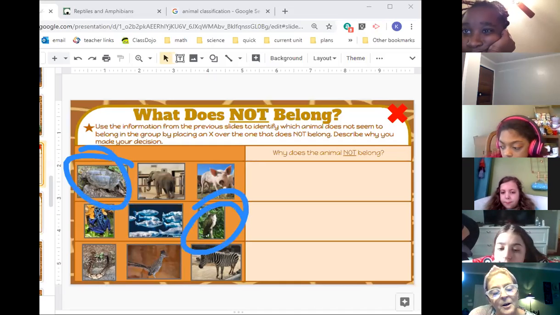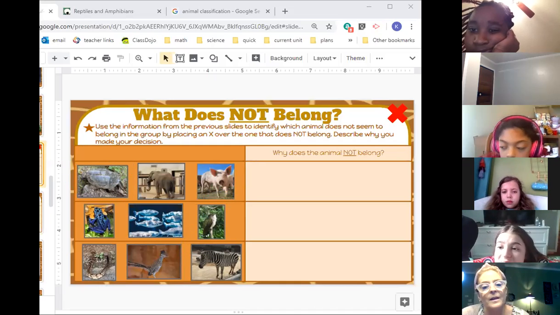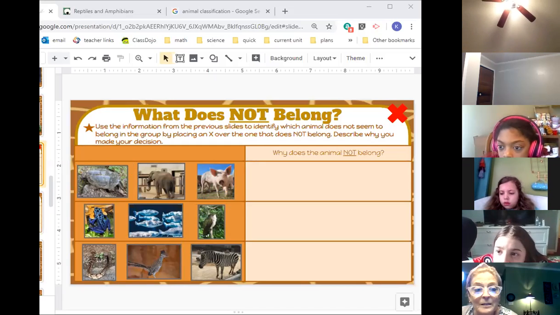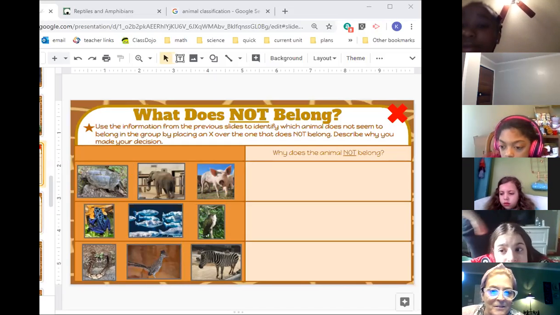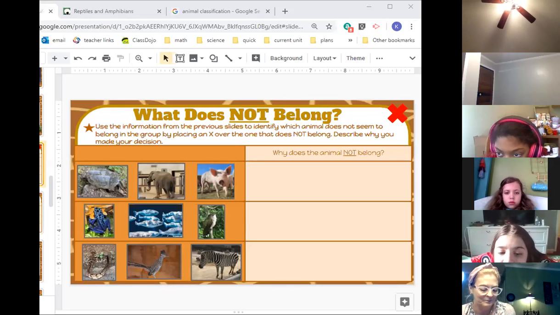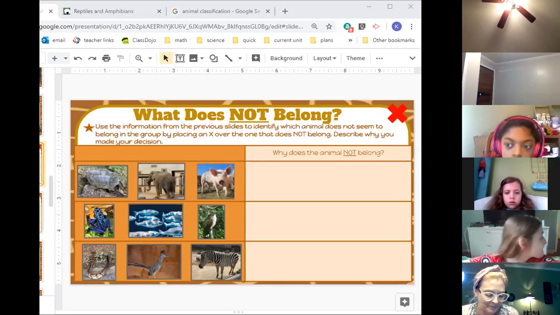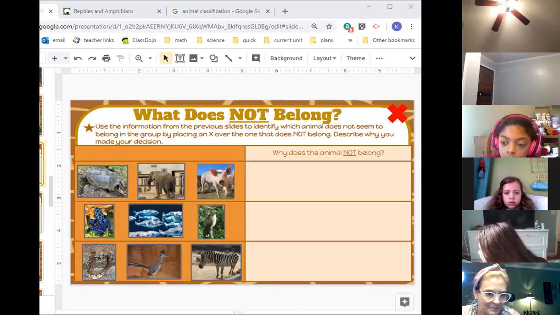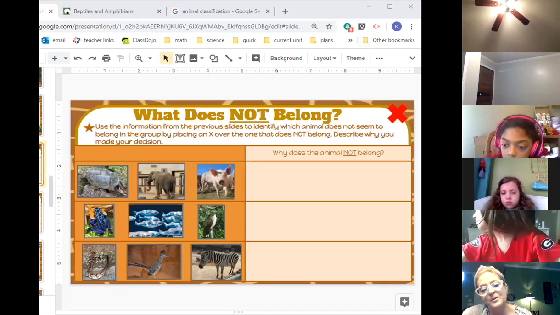Don't draw on the screen though, okay? Thank you. This is really, really tricky. Okay, does anybody else want to have an idea? So this one's really tricky.